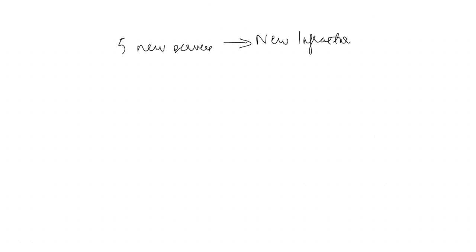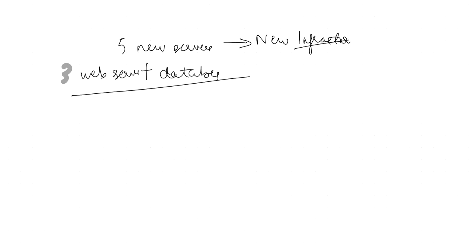So what does it mean? It means previously you had 3 web servers, and maybe additional databases. This is the original state. So now, what does it take to transition to the new environment?